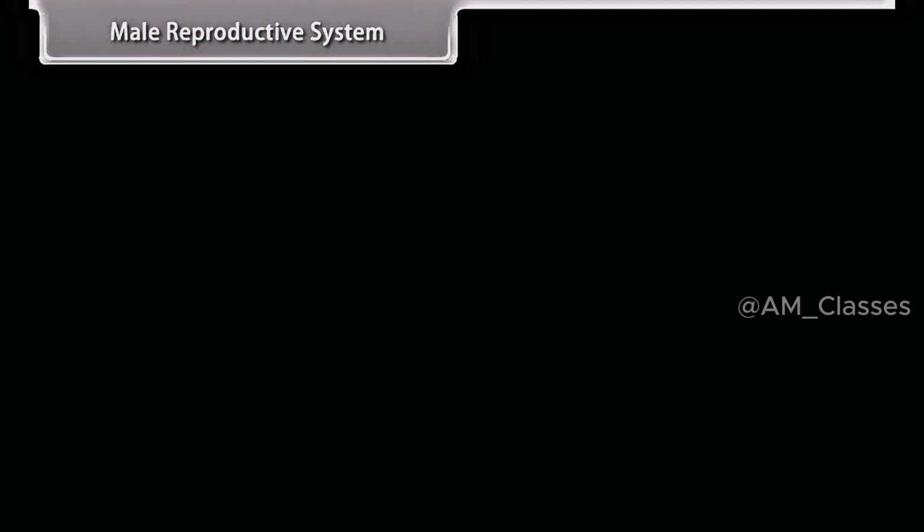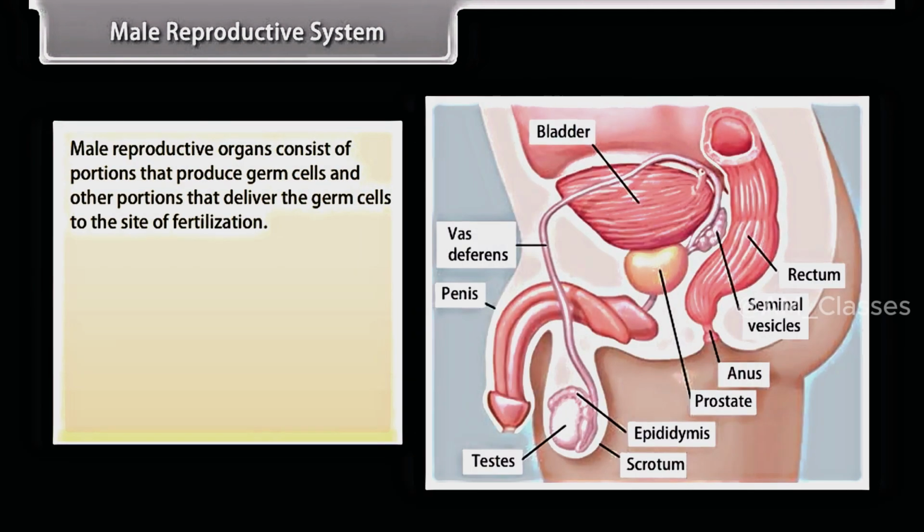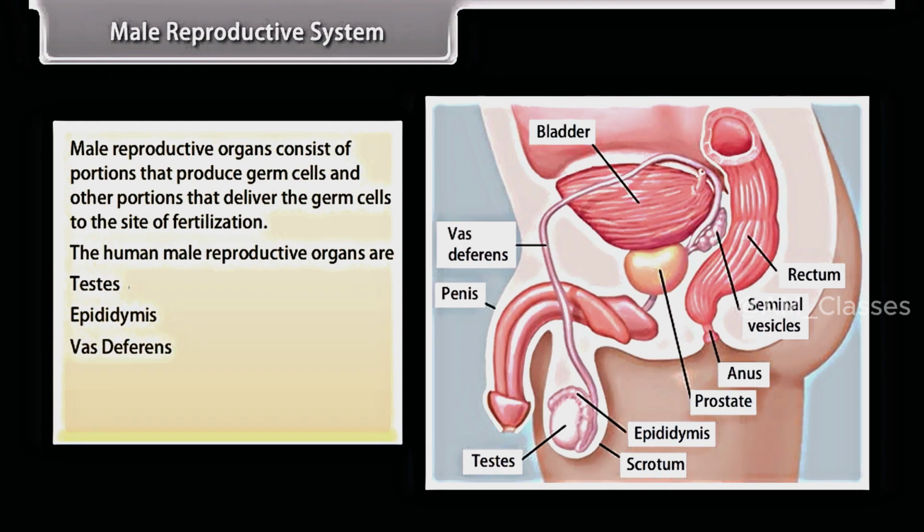Male reproductive system. Male reproductive organs consist of portions that produce germ cells and other portions that deliver the germ cells to the site of fertilization. The human male reproductive organs are testes, epididymis, vas deferens, urethra, and penis.